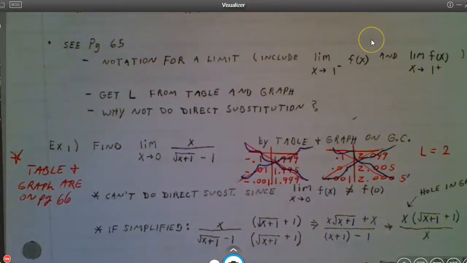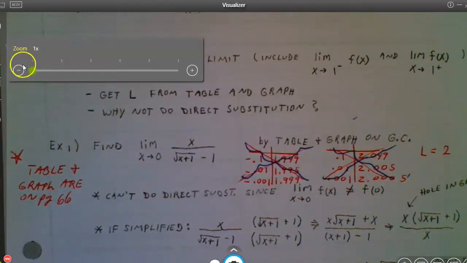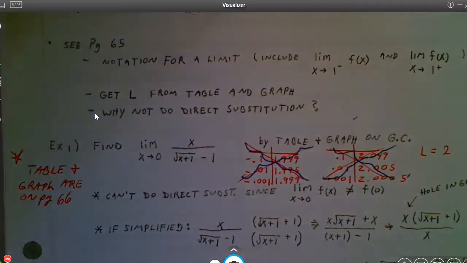Let me widen that out a little. Let me zoom out here. I'm moving a little tight. That's all the way out.